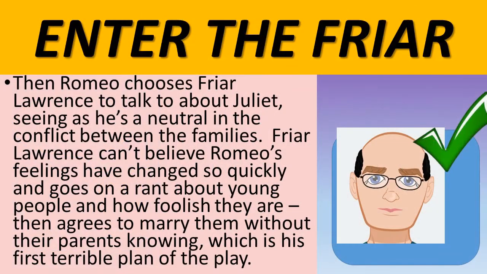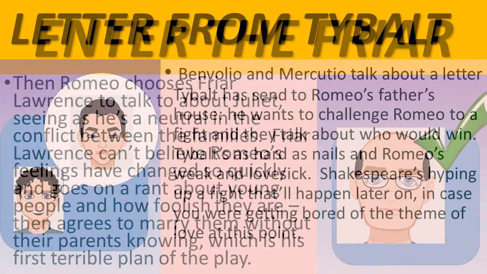Then we meet Friar Lawrence. Romeo chooses to talk to Friar Lawrence rather than his parents about Juliet, seeing as he's neutral in the conflict between the families. Friar Lawrence can't believe Romeo's feelings have changed so quickly and goes on a rant about young people and how foolish they are. Then he agrees to marry them without their parents knowing, which is a terrible plan, and his first terrible plan of the play. So we meet Friar Lawrence and he makes up his mind very quickly to marry Romeo and Juliet.